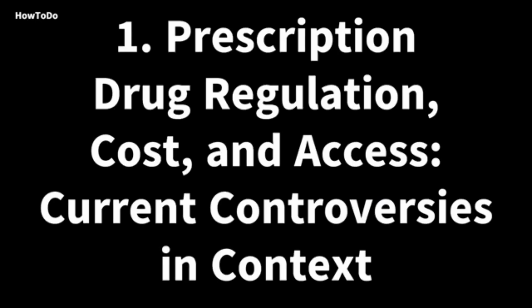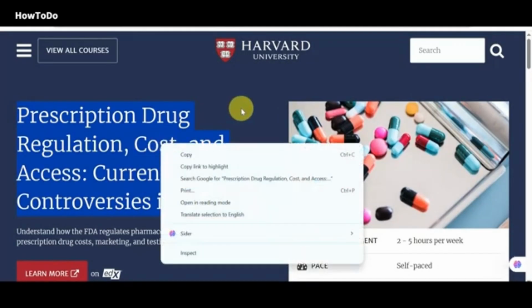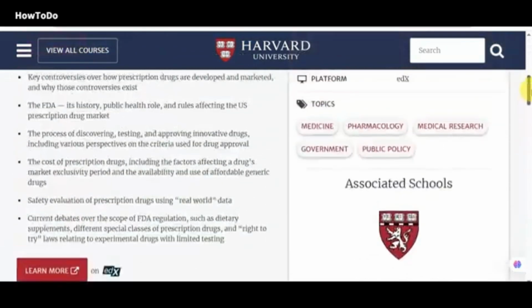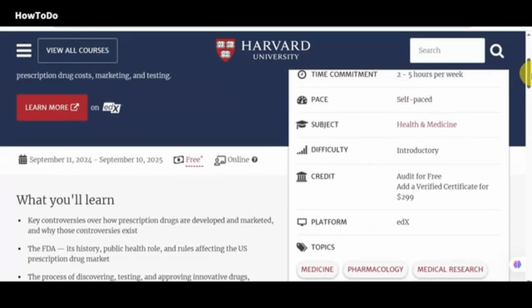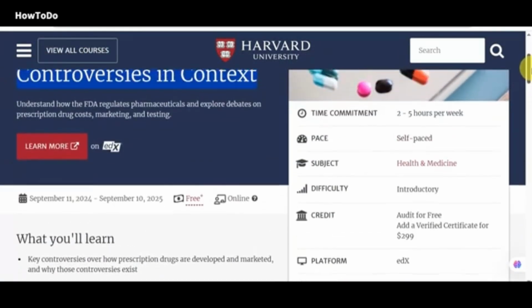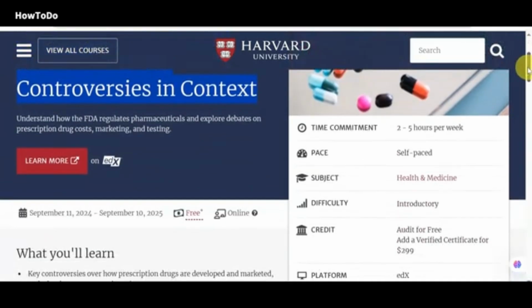1. Prescription drug regulation, cost, and access: current controversies and context. Prescription drugs are among the most common healthcare interventions and have turned many once fatal diseases into manageable conditions, but they have also been a growing source of controversy. Patients and physicians in the U.S. struggle with increasing costs and express concerns about why certain conditions like Alzheimer's disease remain without therapeutic options.